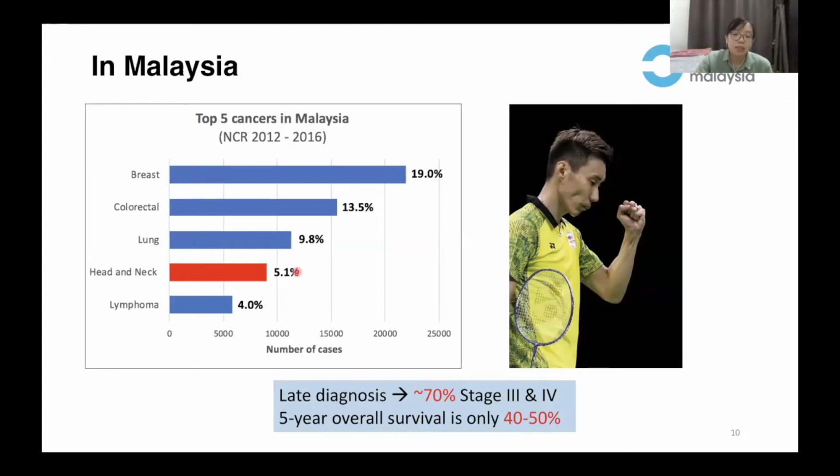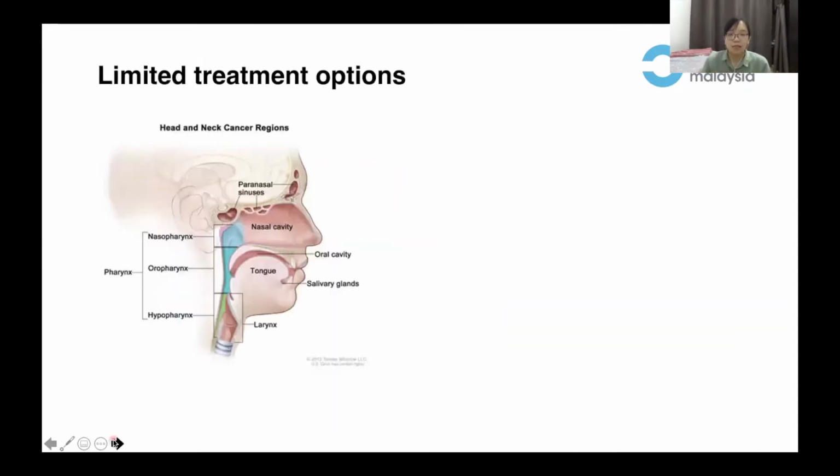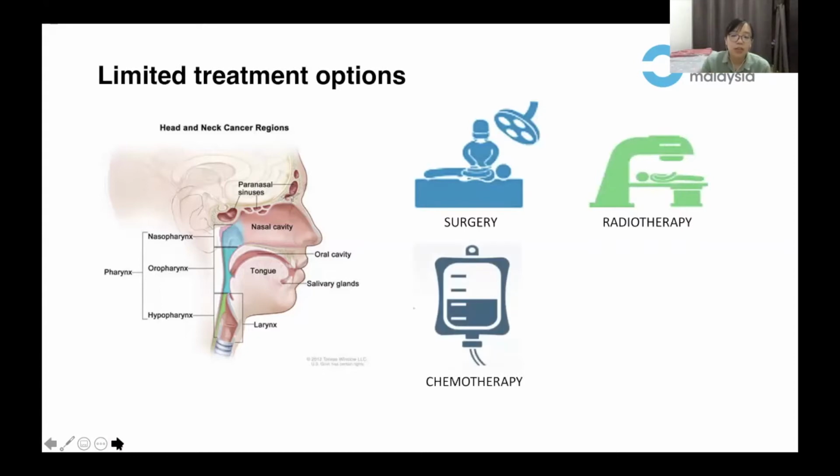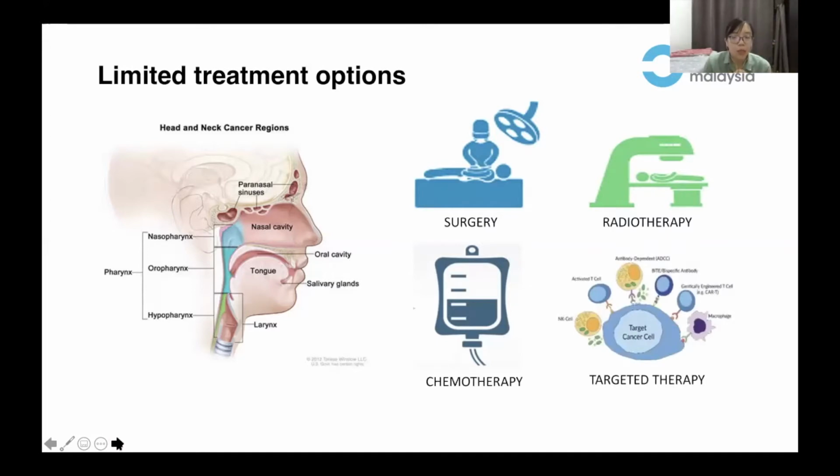Another contributing factor to the poor overall survival is that head and neck cancers have very limited treatment options. The current standard of care includes surgery, radiotherapy, and chemotherapy. Chemo and radio, as I believe most viewers would know, cause high toxic side effects because they not only kill your cancer cells, they also kill your healthy cells. Even for targeted therapy, which is what we want to use for treatment, there are only 3 options for head and neck cancer, and they also don't show the most effective effects.